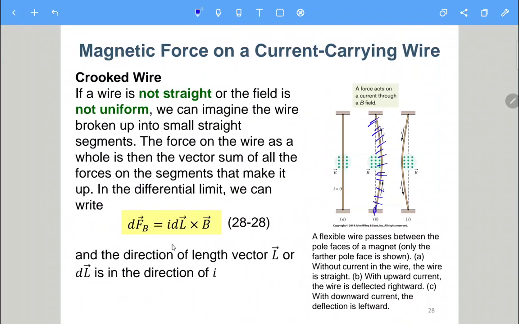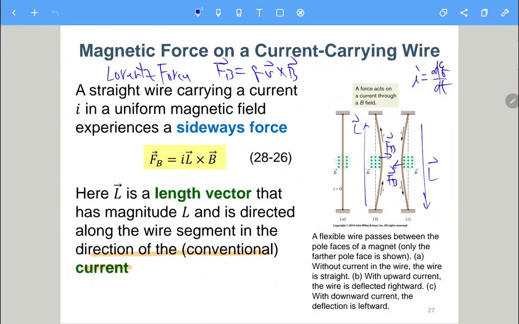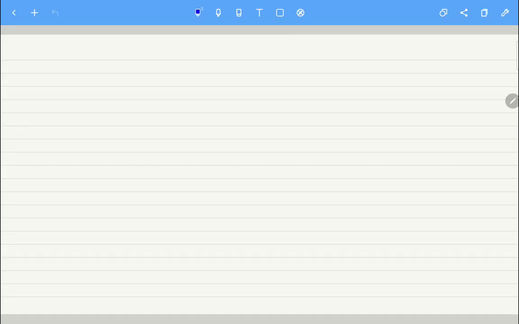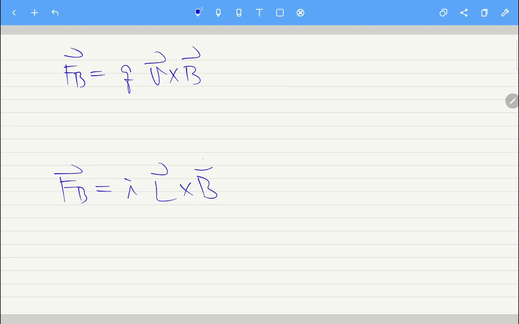Okay, so just now I mentioned that it is similar to the Lorentz force. Actually, I think it is not difficult to know the relationship between them. So let's have a page. For the Lorentz force, we have F_B equals Q times V cross B. And then here we have F_B equals I L cross B.